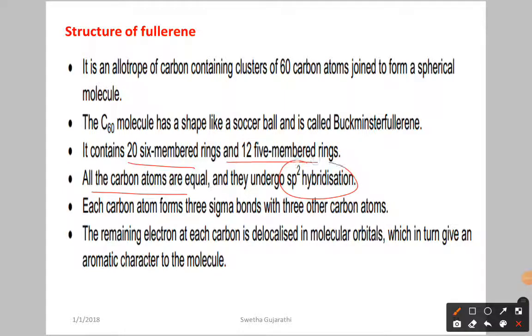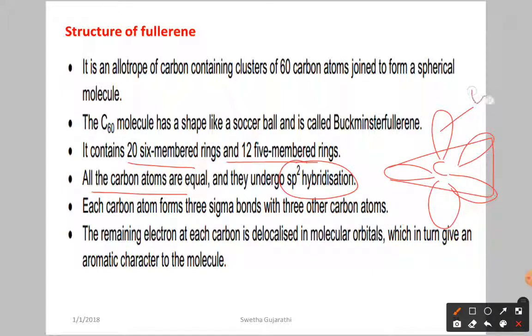Here also, like our graphite, in fullerenes the carbon undergoes sp2 hybridization. As you know very well, sp2 means the shape is trigonal planar. In that trigonal planar we have one unhybridized p orbital, having one electron. So each carbon atom forms 3 sigma bonds with 3 other carbon atoms. Now these 3 form sigma bonds with other carbon atoms.